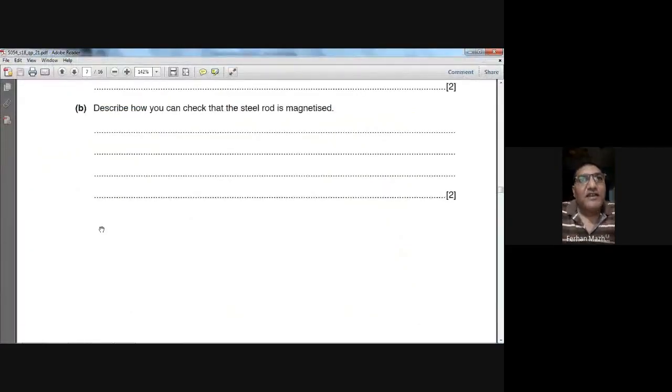It's question number 6b part. Describe how you can check the steel rod is magnetized. If you want to check that the steel rod is magnetized, suppose, for example, this is that steel rod which is magnetized, and suppose this is its right end. Take another magnet, bring that magnet's north pole here. Suppose it is attracted to this. Then bring the south pole of that magnet, and if it is repelled, you see, one of the poles should be repelled by one of the steel rod's ends. If they are repelled, then we can say that the steel rod is magnetized.